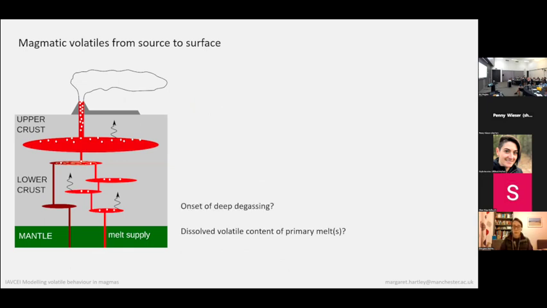We want to understand something about the onset of deep degassing, and our volatile solubility models would suggest that CO2 is going to be the dominant driver of the onset of deep degassing, but we've seen already that sulfur may be entering the vapor phase much deeper than we expect, perhaps water as well. We want to know what the composition of the equilibrium fluid or vapor phase is and how that changes as magma ascends through the system.